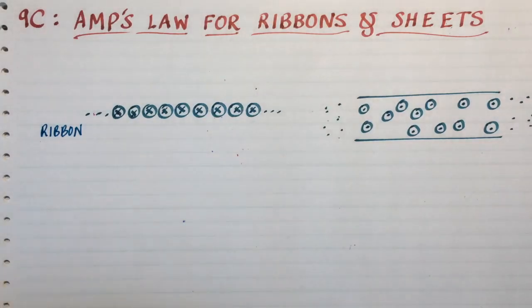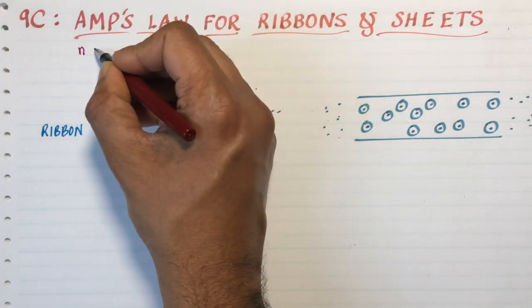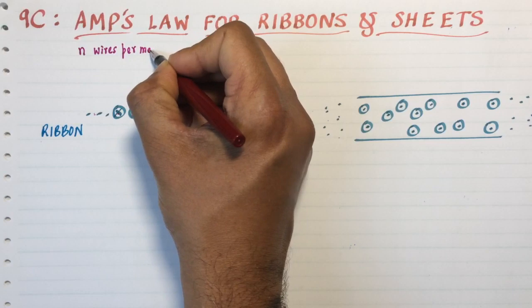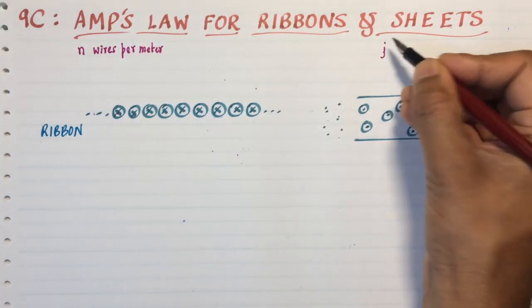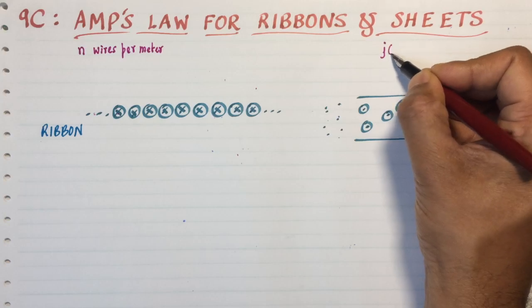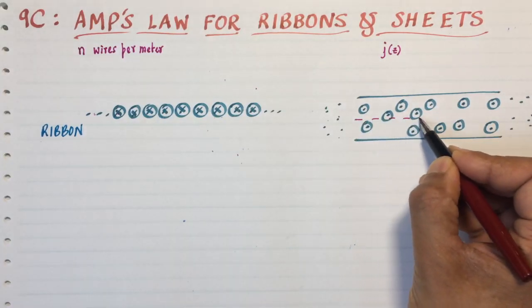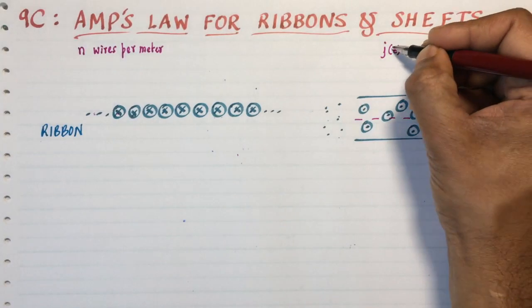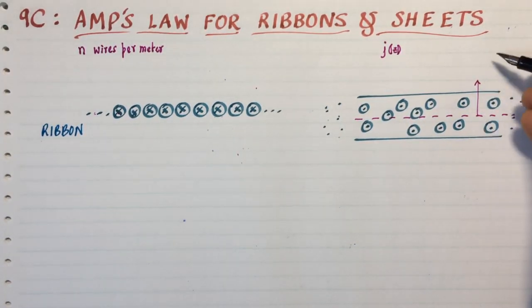The specification of this ribbon cable is we have N wires per meter. And the specification for the sheet of current is that we have a current density J that is only a function of Z, where Z is measured from the middle. And furthermore, it's only a function of mod Z, which means that it does not depend on whether you're above the sheet or below the sheet. So it carries a symmetric profile.